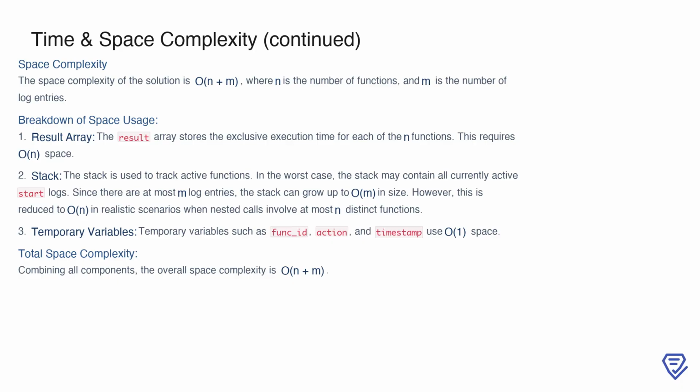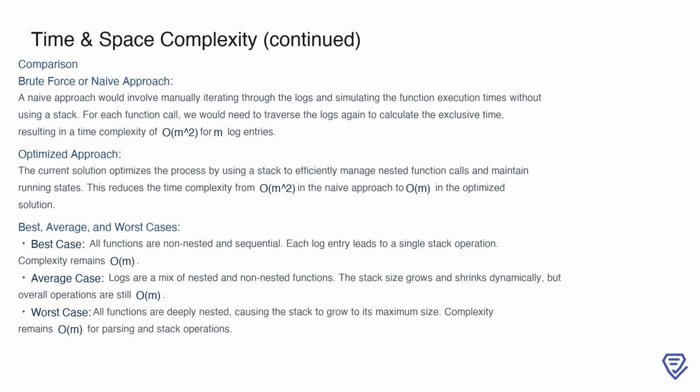When comparing this solution to a brute force or naive approach, we see a clear improvement in efficiency. A naive solution would involve iterating through the logs repeatedly to calculate the exclusive time for each function. This repeated traversal results in a time complexity of O(m^2) for m log entries. In contrast, the optimized solution uses a stack to efficiently manage nested calls and keep track of running states, reducing the time complexity to O(m).